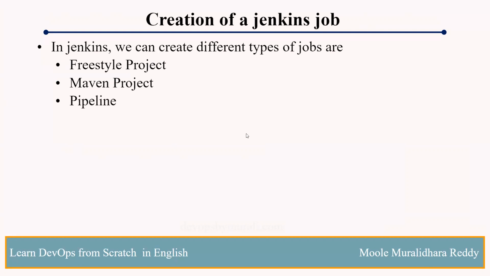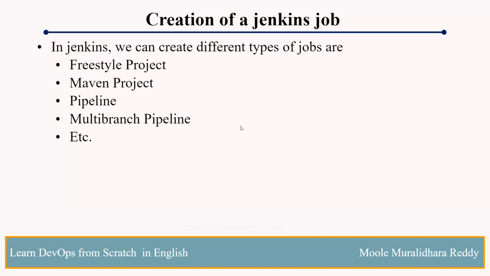And the third one is the pipeline job. If you want to view particular steps, for example, if you clone the repository, build the code, and store the artifacts in Nexus, we can see everything step by step. If you want to view that, we can use a pipeline. Using this pipeline, we can set up that job. The fourth one is the multi-branch pipeline. If you want to create a multi-branch pipeline, you can create it. And also we have a lot of other options.